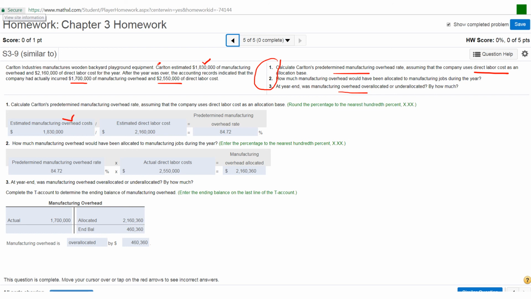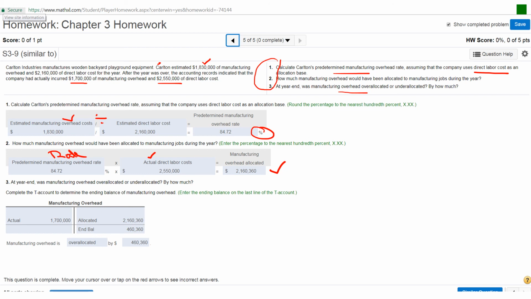They gave you the estimate, which is 1,830,000. You're going to divide that by the 2,160,000, and then they want this as a percent. So when you actually divide that, you get like 0.8472, keeps going. Just move the decimal over 2 places. 84.72% is your overhead rate. Number two, once you've got that rate, you take the rate times, notice the actual activity, which was given at 2,550,000. So in decimals, if you take the 0.8472, multiply that by 2,550,000, you get your allocated overhead of 2,160,360.